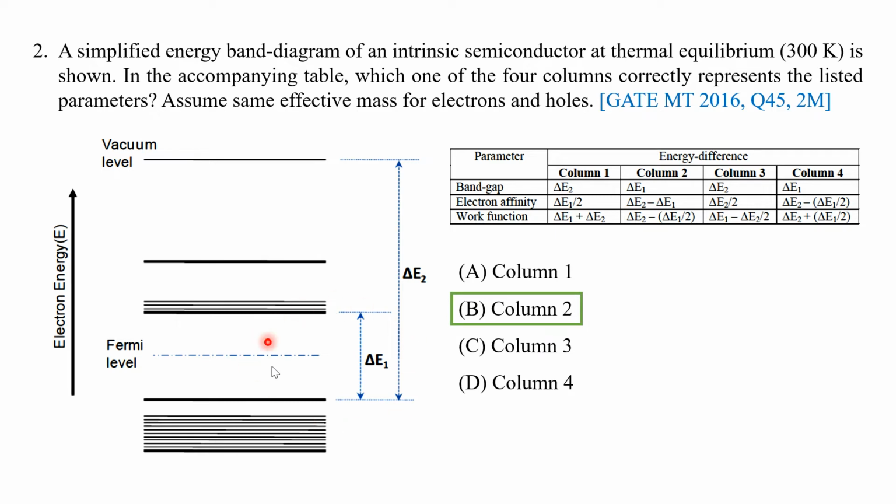This is our band gap. Electron affinity means from here to here, so basically E2 minus E1. And finally, work function means from here to here, that is half of delta E1, E2 minus half of delta E1. So that is the work function.